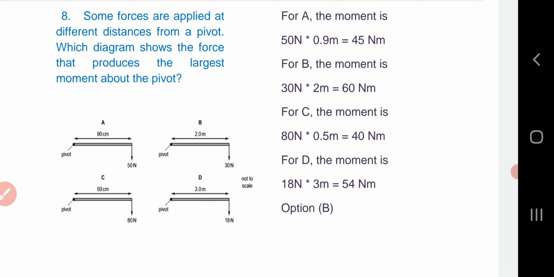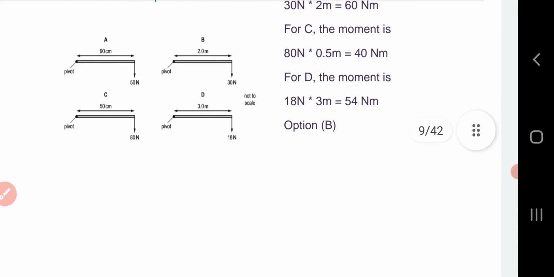For figure D, the moment is 80 Newton multiplied by 3 meter and is equal to 54 Newton meter. The answer is, the largest moment is option B, 60 Newton meter.